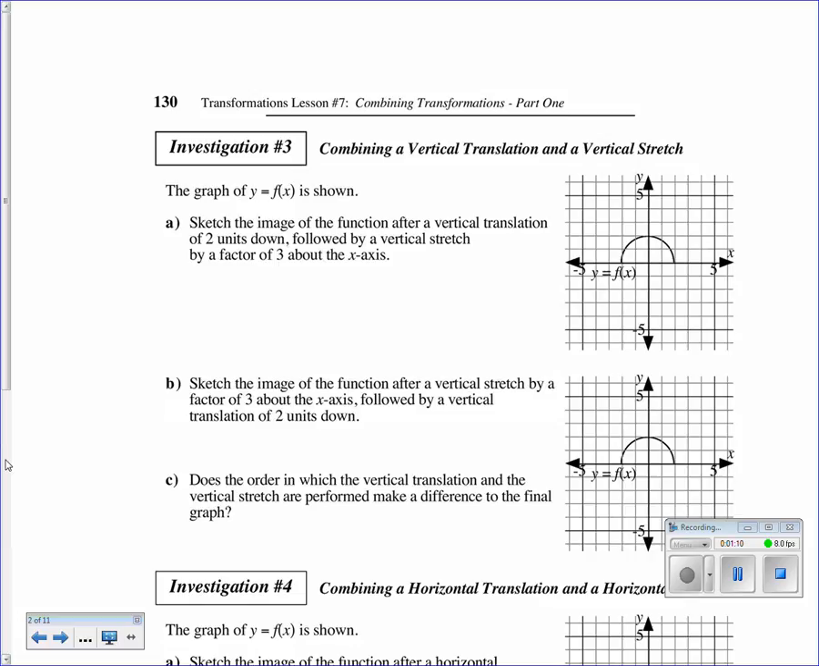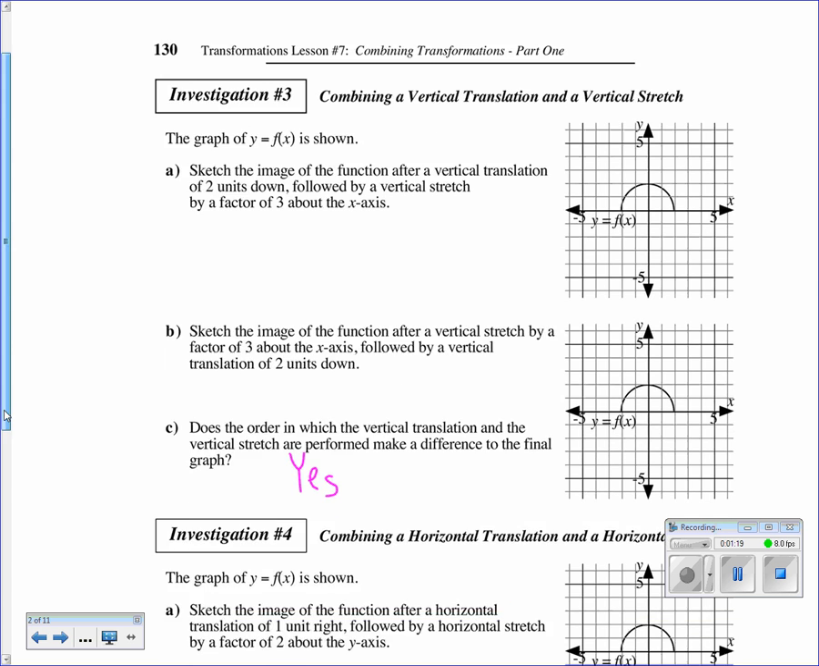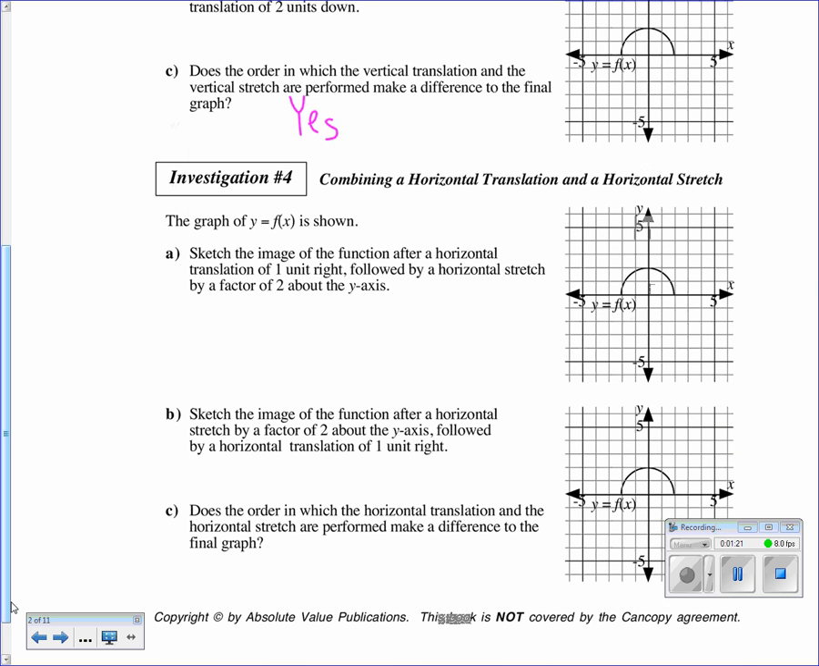So order matters here, and we're going to have to come up with a convention that allows us to be consistent. And that is also true here, combining a horizontal translation and a horizontal stretch. Order matters. Check out the manipulation of the graph, practice that. And then we've got one example to do, and then a few questions in homework.